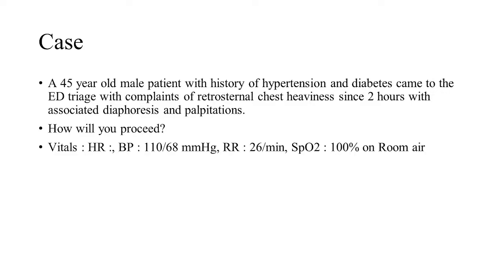How will you proceed? So these are the vitals of the patient. Heart rate is like 90 per minute. BP 110/68, respiratory rate of 26, SpO2 100% on room air. Normally you can see patient is having tachypnea and he has diabetes and hypertension with chest heaviness with diaphoresis, so he has some chest pain equivalents and chest heaviness.